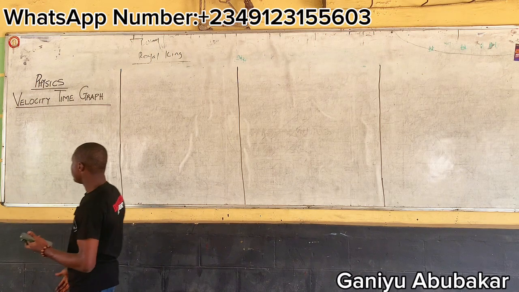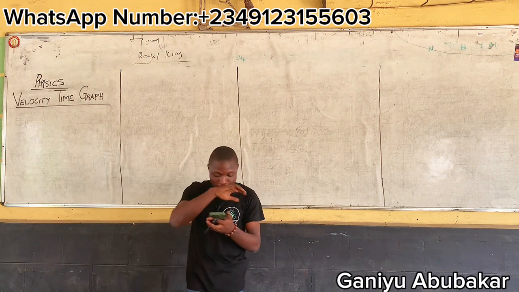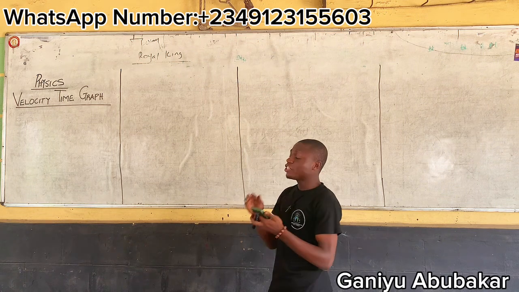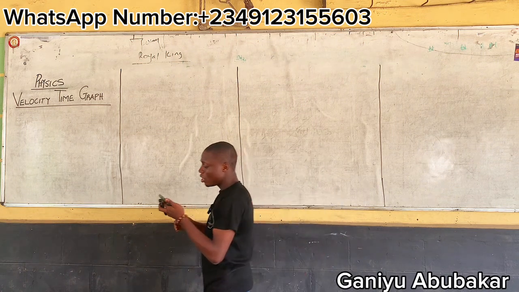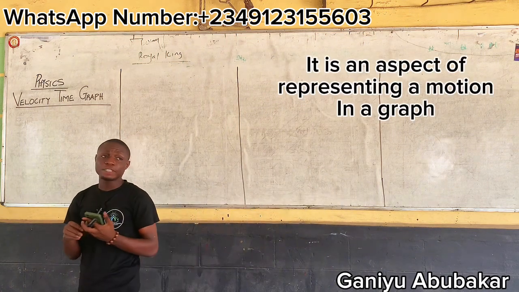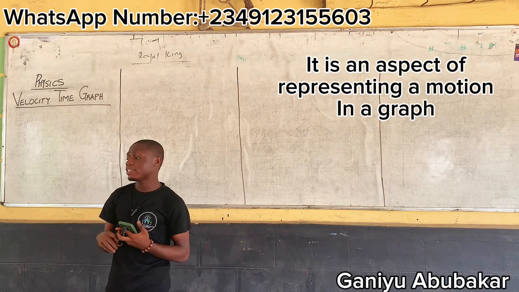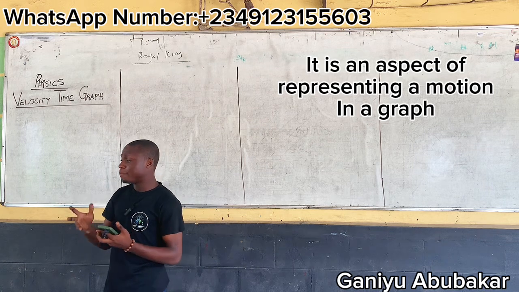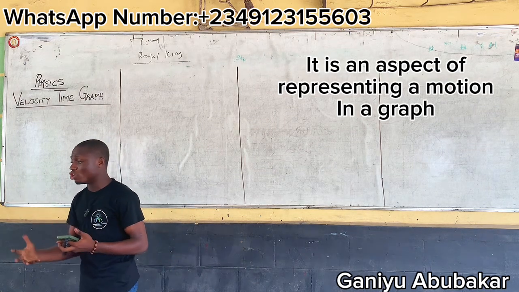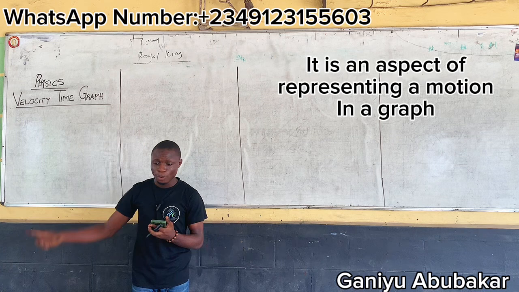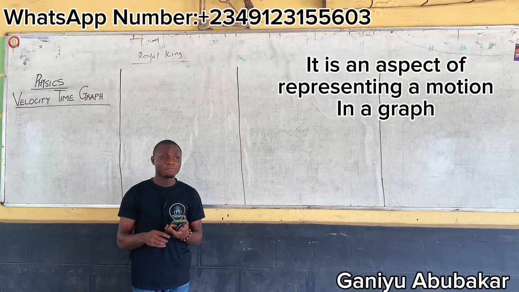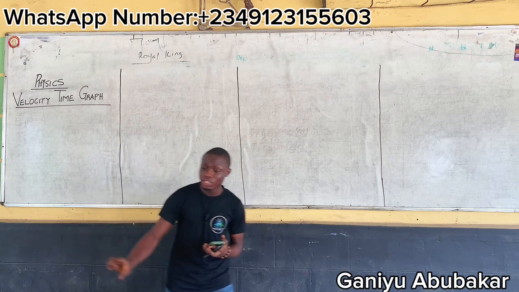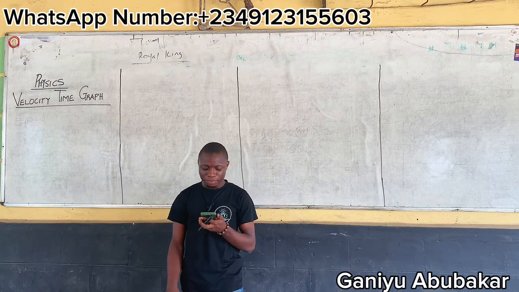Let's do velocity time graph, please. Definition, please. Velocity time graph is an aspect that helps to represent motion in a graph. Velocity time graph is simply an aspect that helps represent motion in a graph.